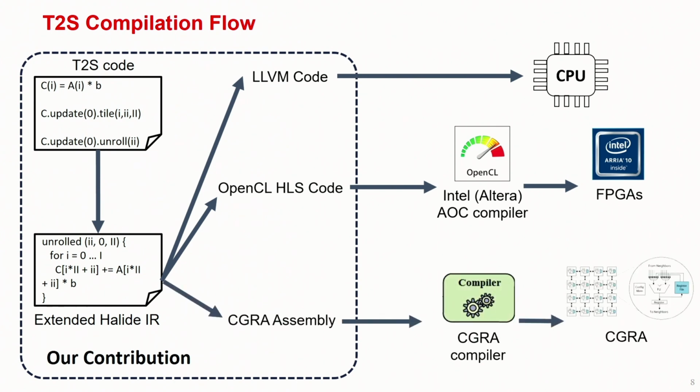And finally, for CGRA, T2S generates CGRA assembly, which is then processed by the CGRA compiler, mapped and routed onto the CGRA, and further simulated by our CGRA simulator.